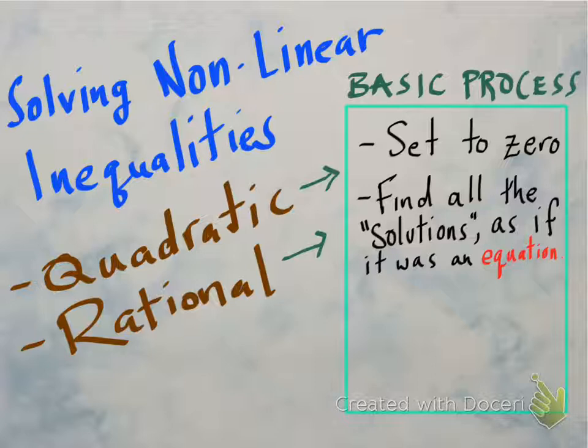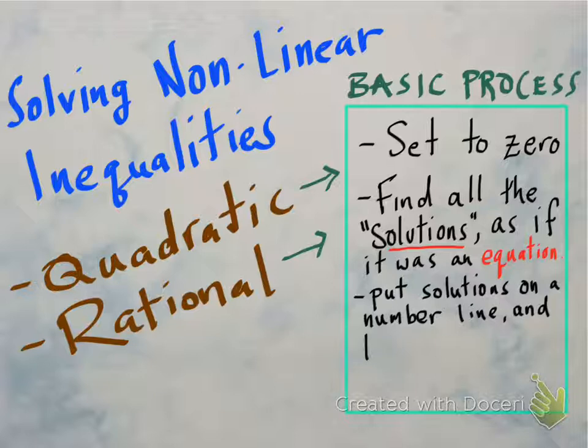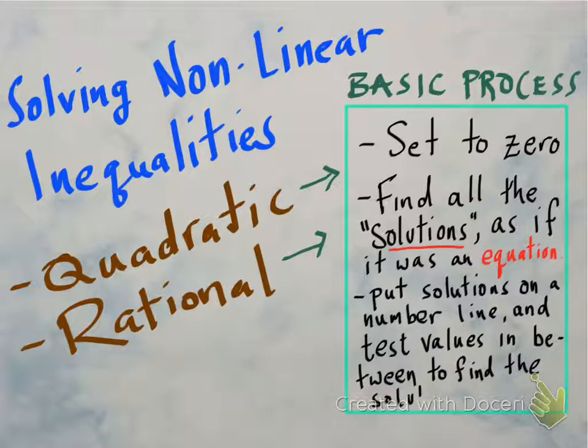Sometimes we call them the critical values or the 0 numbers, something like that. But anyway, I want to find those numbers, and then when I find them, I need to put those, I'm calling them solutions again, I hope that's okay, on a number line, and then I test values in between them to find the actual solution interval for the inequality. Sometimes there's more than one interval. Sometimes it's a union of two intervals, possibly even more, but our examples here won't go more than 2.